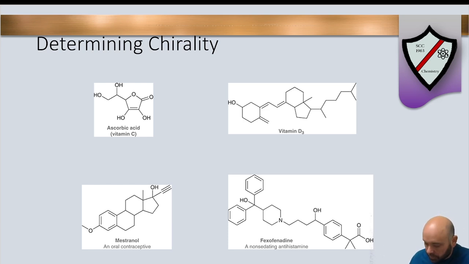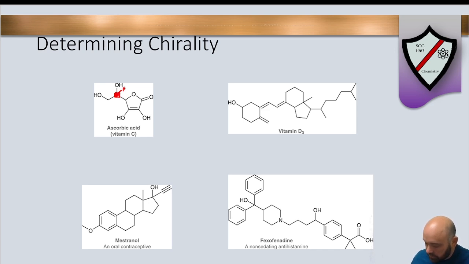So I'm looking for carbons that have 3 bonds, or intersections where I see 3 bonds, and that one immediately jumps out to me for the ascorbic acid. So there would also be a hydrogen on that carbon there, and one substituent is an OH group, another substituent is a CH2OH group, and then the fourth substituent is the big long ring structure there. So this would definitely be a chiral carbon in this molecule.